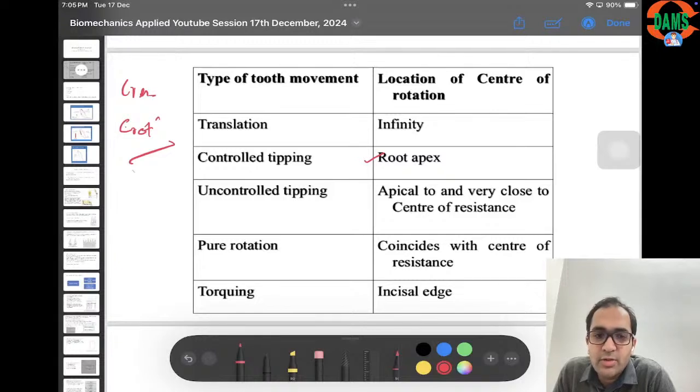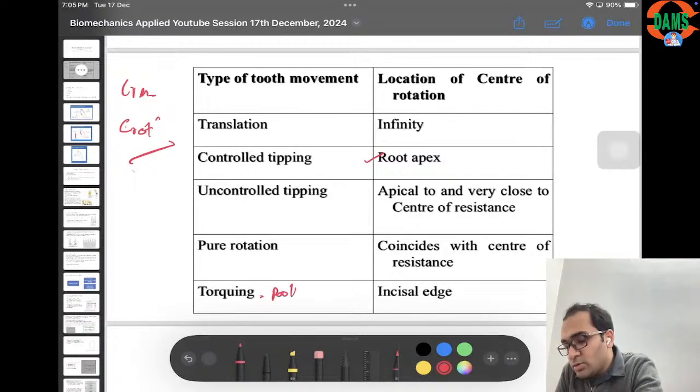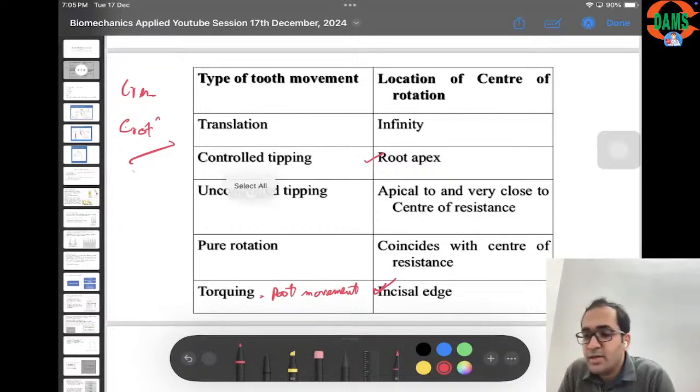Next comes uncontrolled tipping, in which the root moves in one direction and the crown in the other direction. So the center of rotation is located apical to and very close to the center of resistance. In pure rotation, the center of rotation coincides with the center of resistance, and in torquing, that is basically root movement, it is located at the incisor edge.